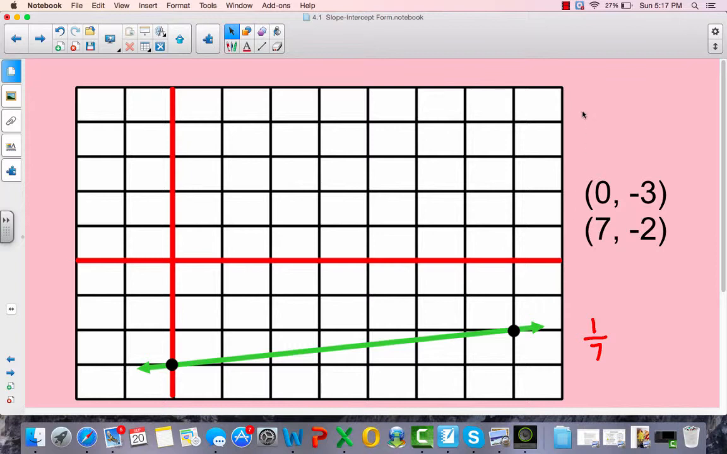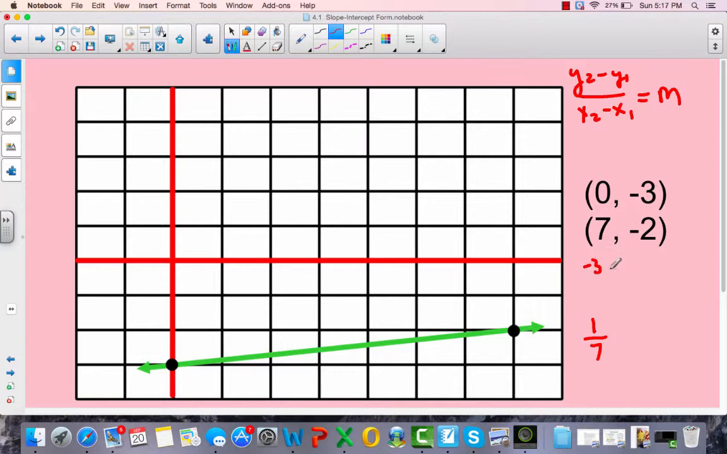So let's see what that comes out to. Remember the formula is y2 minus y1 over x2 minus x1 equals the slope. So we go negative 3 minus a negative 2 over 0 minus 7. Negative 3 plus 2 gives us negative 1 over negative 7, and that gives us the same answer that we got here of 1 over 7.